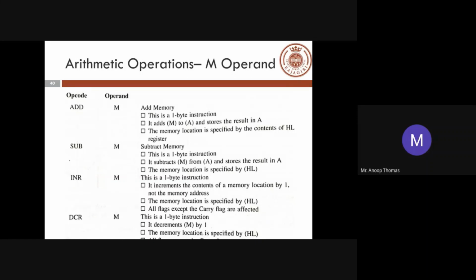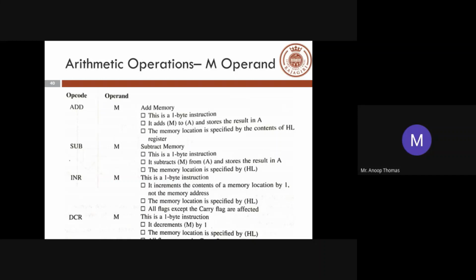But the memory location is specified by the contents of the HL register. So when you speak about memory, the location is specified by the HL register. Subtract memory, again, you can have the memory operation. Then INR M operates on memory and uses the HL register as the memory location. So HL will point to the memory where you want to do the operation. The memory address has to be loaded in HL before this operation is performed.